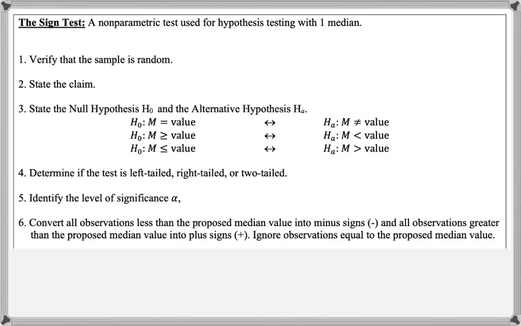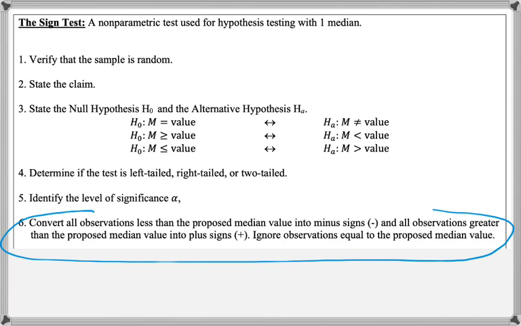We have to determine if the test is left, right, or two-tailed, and then identify the level of significance. Next, we convert all observations less than the proposed median value into minus signs, and all observations greater than the proposed median value into plus signs. And we ignore observations equal to the proposed median value.